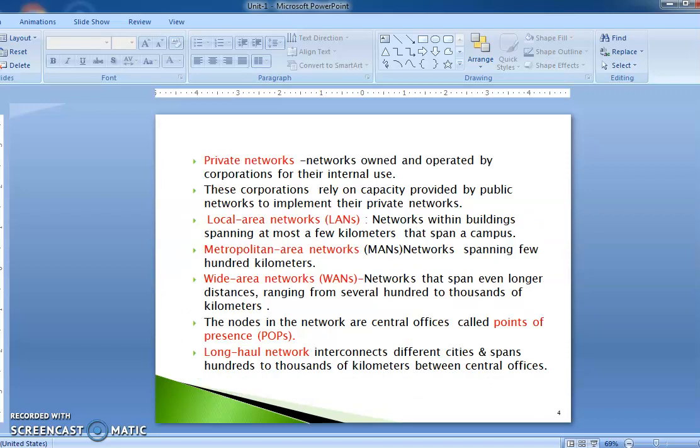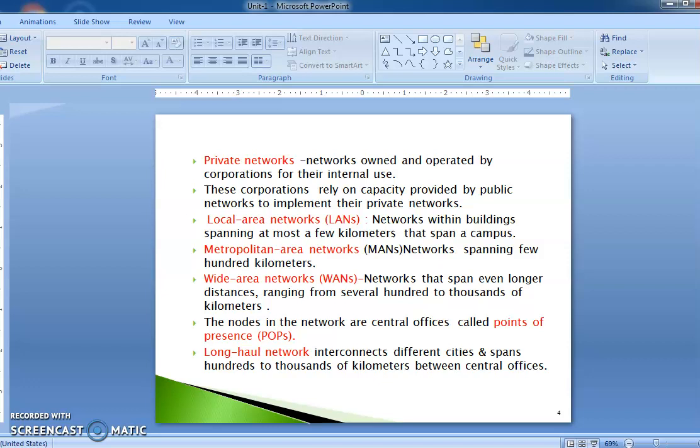Next, private networks. These networks are owned by companies, corporations, or individuals for their internal use. These private organizations rely on the capacity provided by the public networks to implement their own networks. Under this, there are local area networks and metropolitan area networks. A network within buildings covering only a few kilometers, that is the campus area, we call a local area network. Metropolitan area networks cover some hundreds of kilometers. Wide area networks span even longer distances, several hundreds to thousands of kilometers.